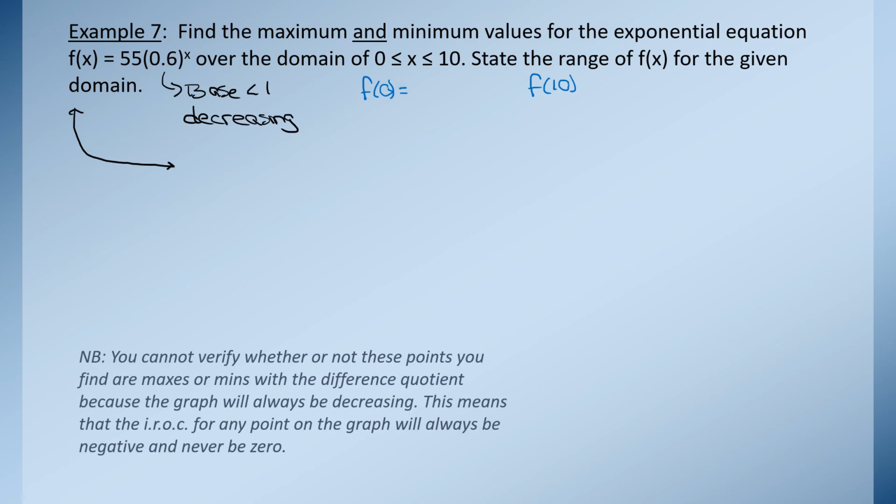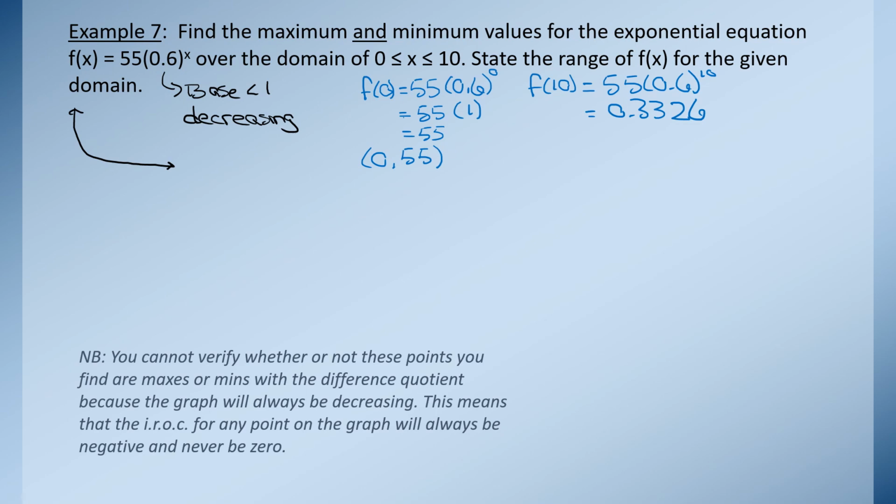So f at 0, let's sub a 0 into the equation. It's 55 times 0.6 to the power of 0. And anything to the power of 0 is 1, so we get a 55. So we have the coordinate (0, 55). Our other end of the domain is f at 10. Sub in 10, 0.6 to the power of 10, put it all in your calculator, and you get 0.33256. I'll just make that a 26.